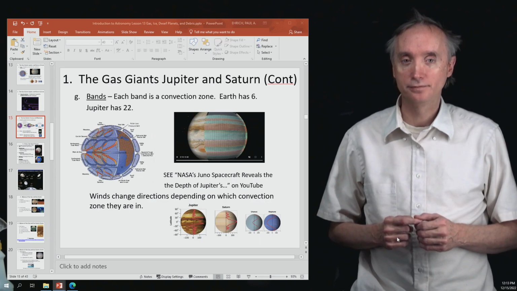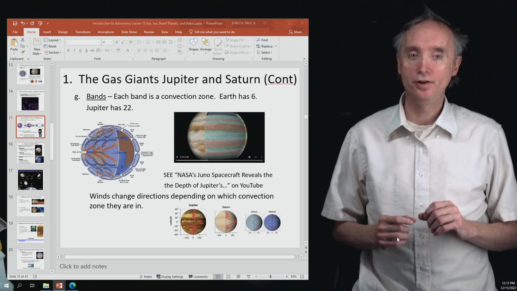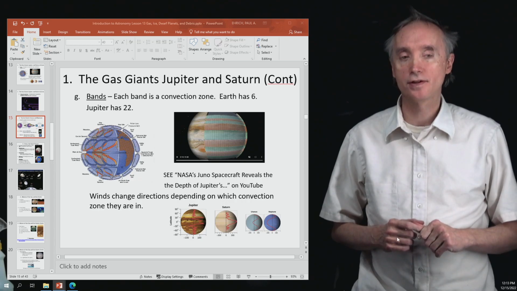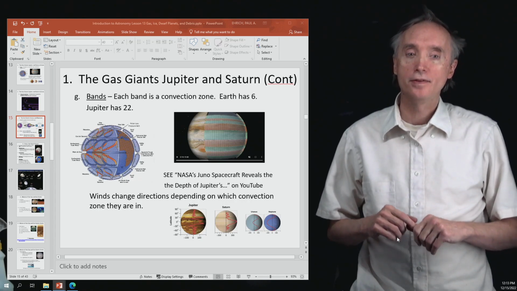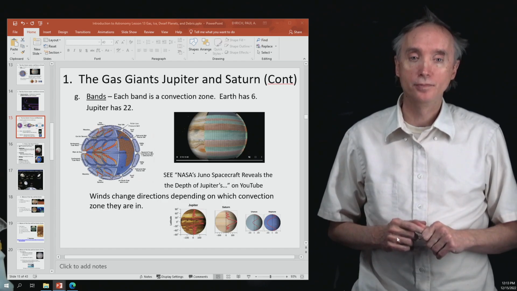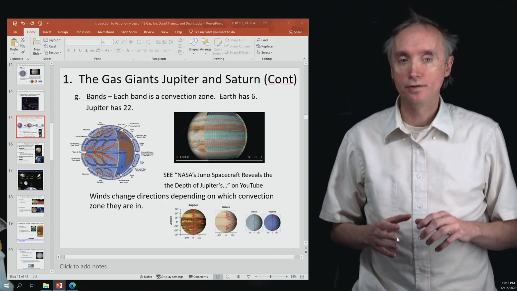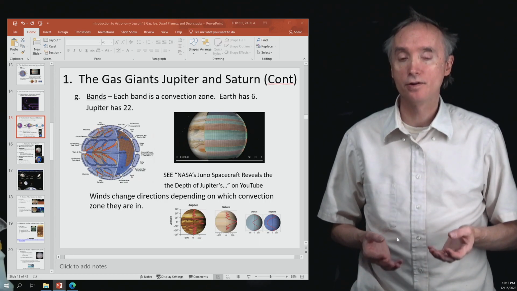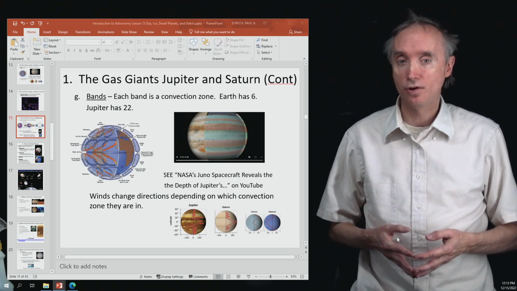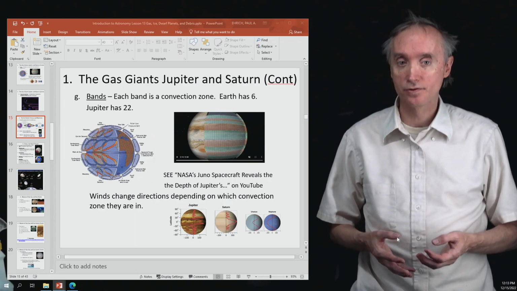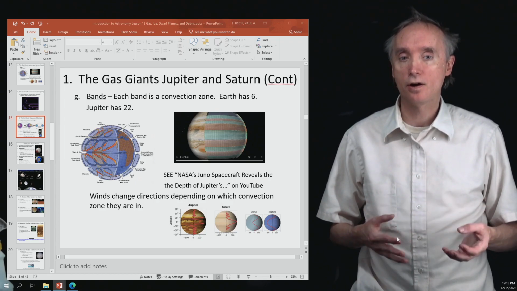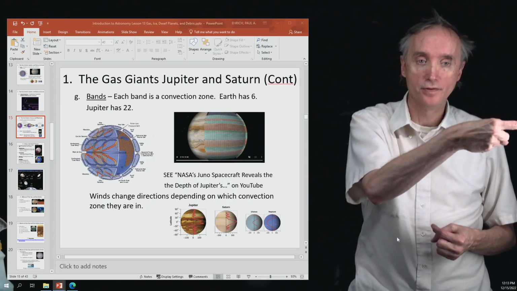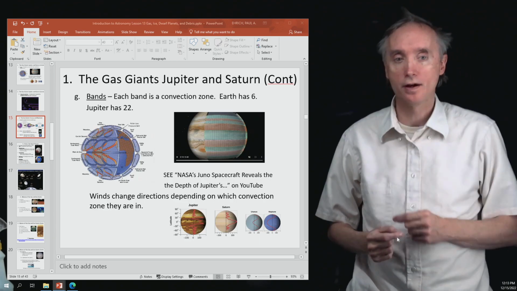Did you watch it? Okay, hope you did. It's pretty good. And so that illustrates the convection cells that are inside of Jupiter. The picture down there at the bottom shows you that Saturn and also Uranus and Neptune also have these convection cells, and these convection cells are causing the winds to sometimes blow this direction, and sometimes the winds are blowing in the opposite direction.